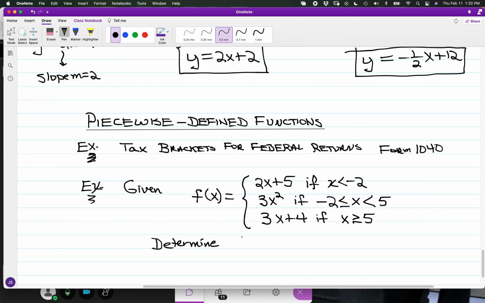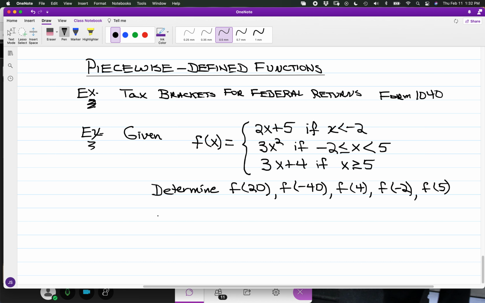And in determining how this would work for the various inputs, say I'm looking at determining f of 20, f of negative 40, f of 4, f of negative 2, and also f of 5. Just to say first of all, we're looking at f of 20.